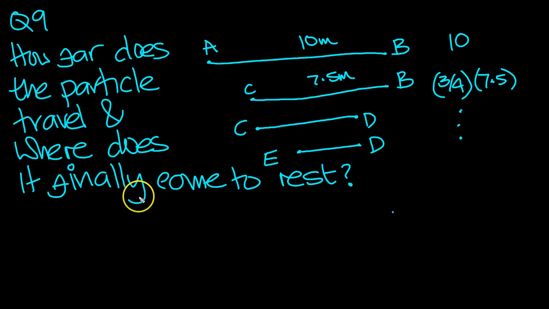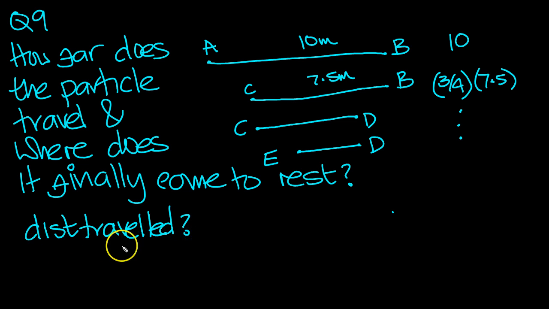How far does the particle travel? Let's have a look at that first. The total distance travelled. So what have we got? We've got 10 plus, that was 10 times 3/4, wasn't it? That next distance, 7.5. So the next one would be 10 times 3/4.